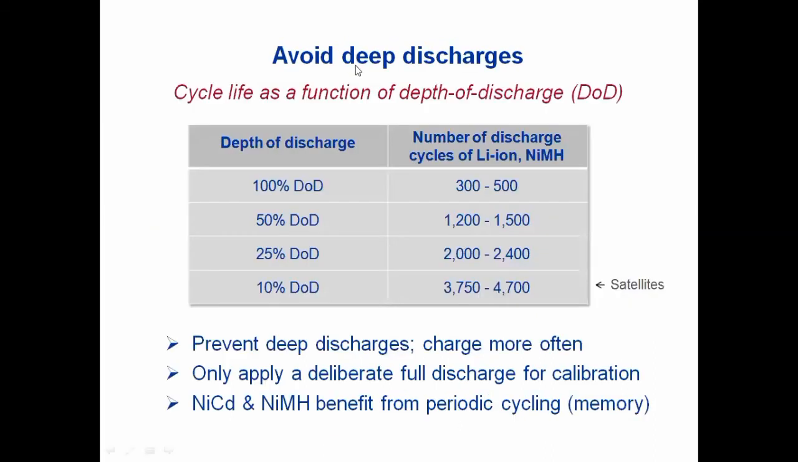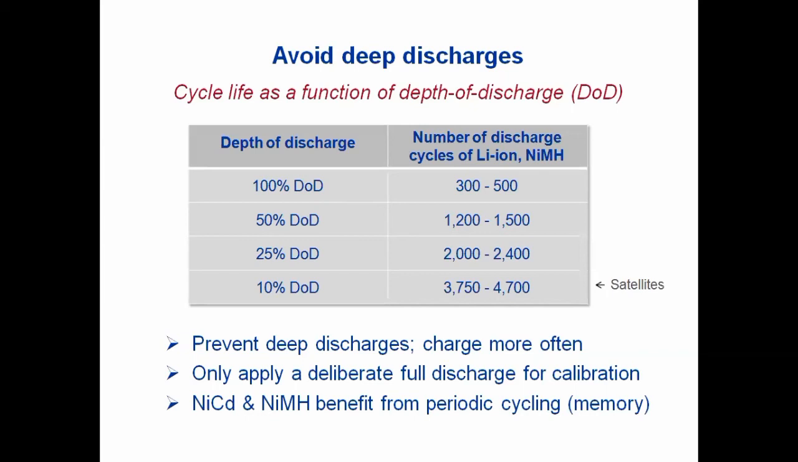Avoiding deep discharging. Deep discharging means 100% depth of discharge. The number of discharge cycles of lithium ion is 300 to 500. By decreasing the depth of discharge, the number of cycles is increased. Only at 100% discharging is the number of discharge cycles within the limits, 300 to 500.